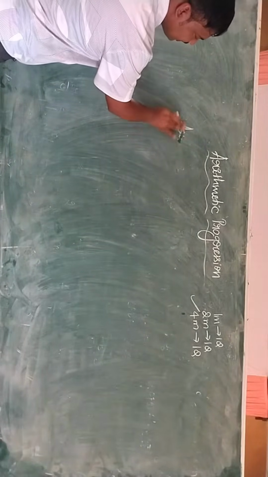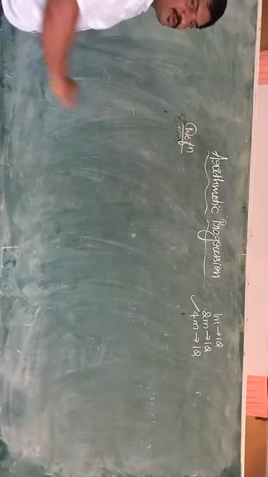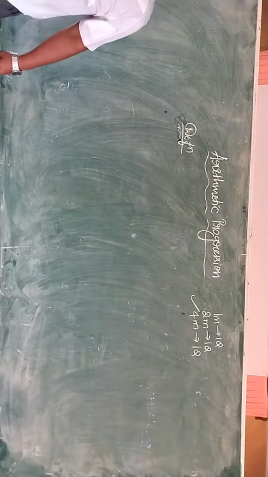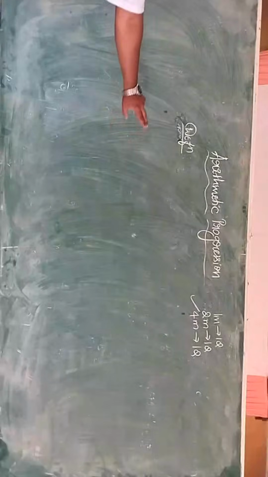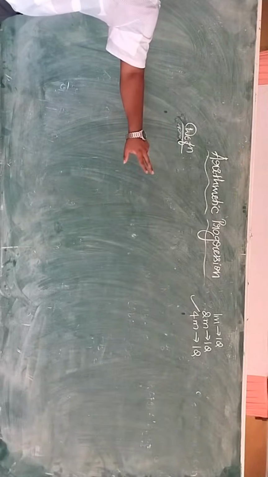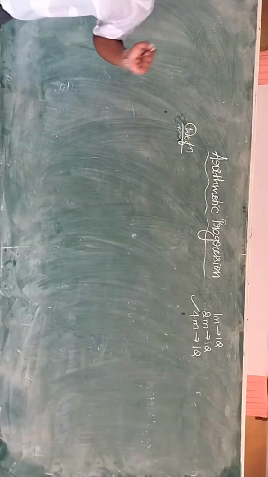So what is arithmetic progression? Definition. What is arithmetic progression? Define AP. A progression in which the difference between two consecutive terms is the same. Such a progression is called arithmetic progression.